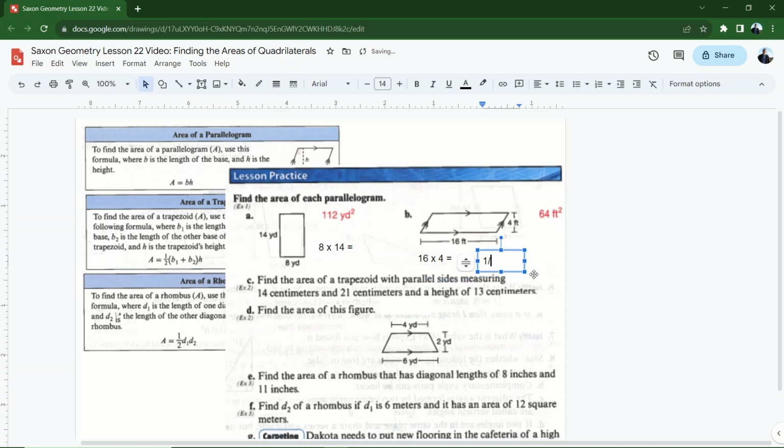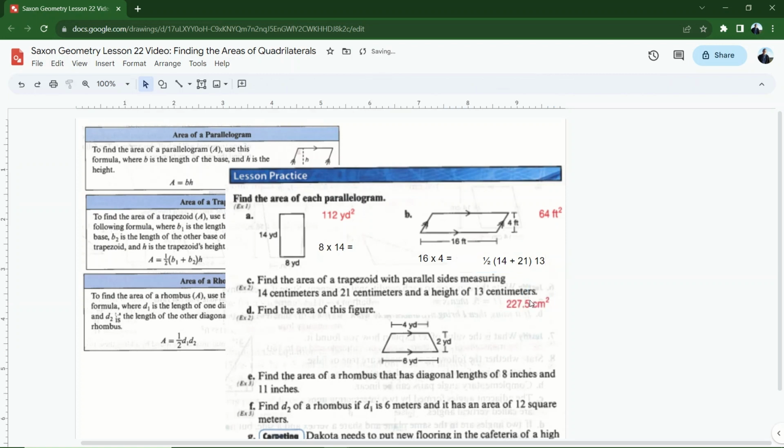1/2, okay? The base of one, 14, plus the base of the other, 14 plus 21, okay? I'm going to put that in parentheses because that's what we have to do first, times the height, which is 13. So 1/2, 14 plus 21, that's going to be 35. 1/2 of 35 times 13. The answer for that one, 227.5 centimeters squared if I were to punch this into a calculator.